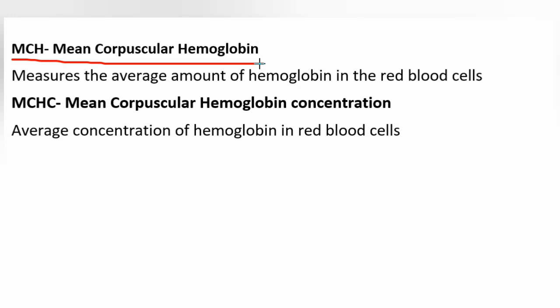MCH measures the average amount of hemoglobin in the red blood cells. MCHC is the average concentration of hemoglobin in the red blood cells.